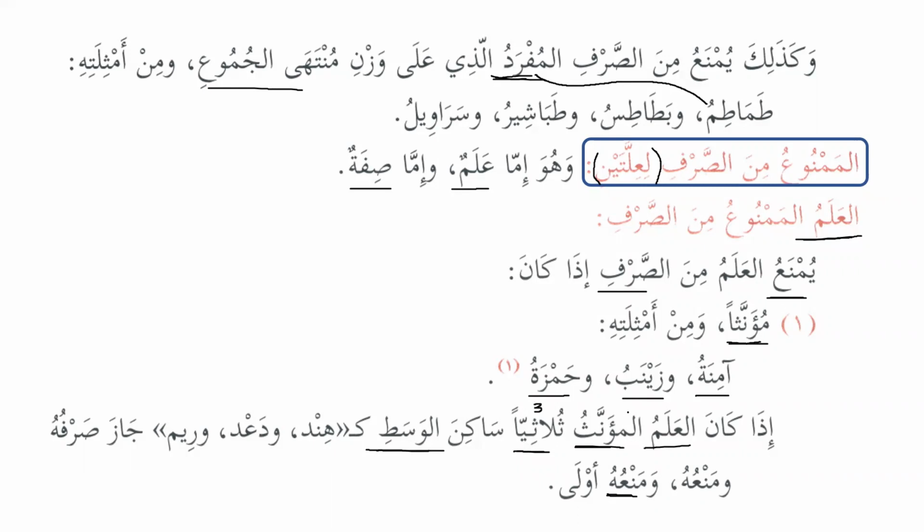علم المؤنث basically is one, and then ثلاثيا, that means the second condition. So it's a definite feminine name or a noun, and it consists of three letters. And the second root letter, if it is sakin, then it can be both. It can be triptote, munsarif, and it can be ghair munsarif. So that means we can read it as هندُ, دعدُ, and ورمُ, and also هندٌ, دعدٌ, ورمٌ, the names of the ladies. However, which one is awla? Which one is better? To treat it as ghair munsarif, ممنوع من الصرف.